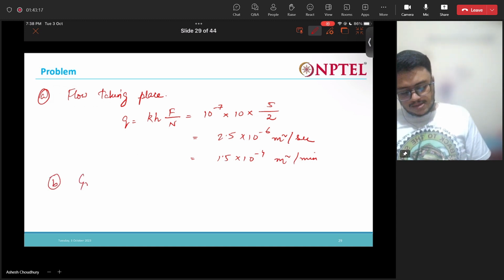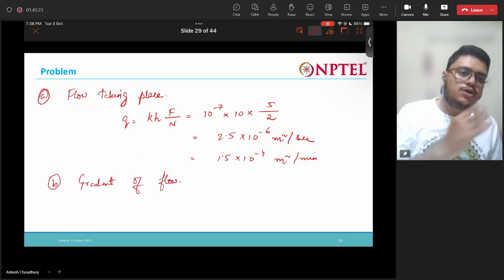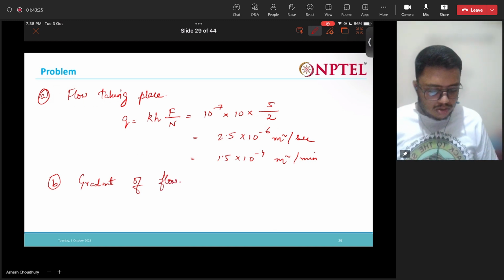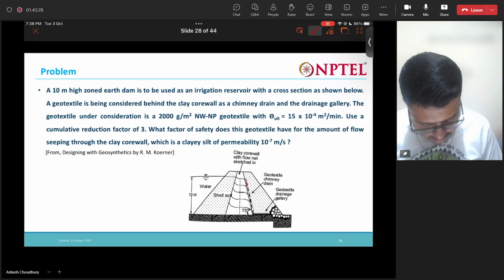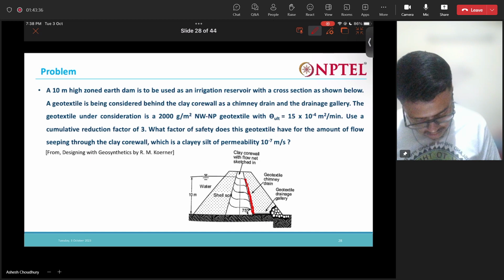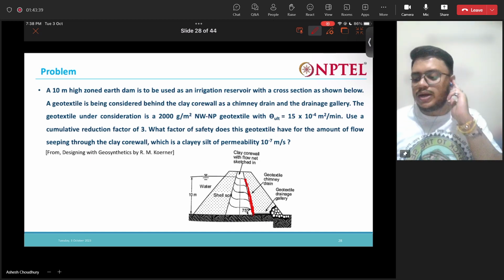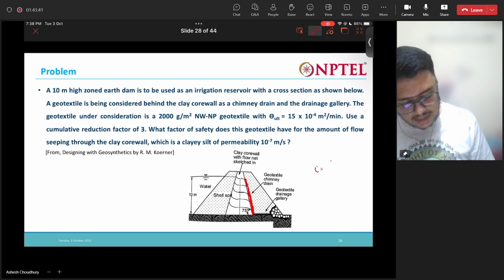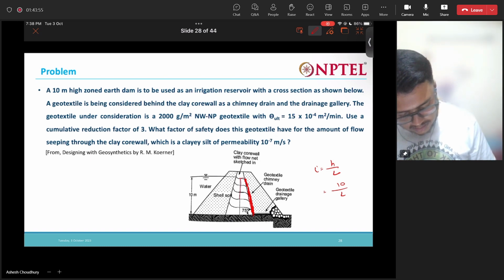Now what is the gradient of flow? This is very important. The head loss is occurring across what? The water is flowing along this geotextile, it has to drain along this. So the head loss is occurring across this line. The gradient i is H by L, where H is the total head and L is the length along the flow.